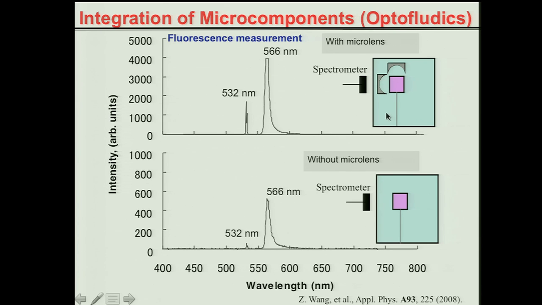Okay, so here I just show one example of the fluorescence measurement using the integrated biochip. It's obvious that the microchip integrated with a micro lens showed about 8 times higher sensitivity in the fluorescence measurement as compared with that without the micro lens.